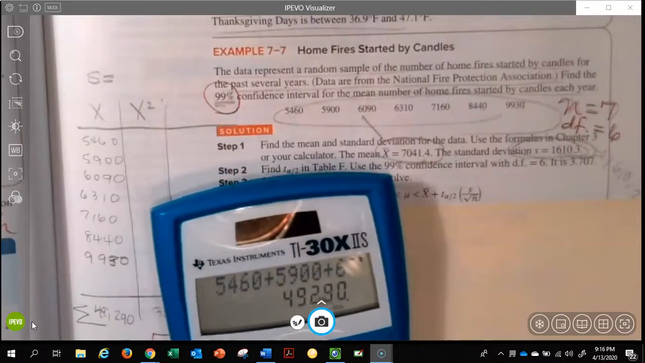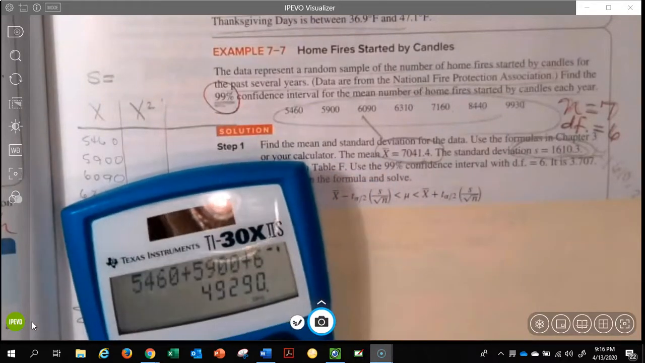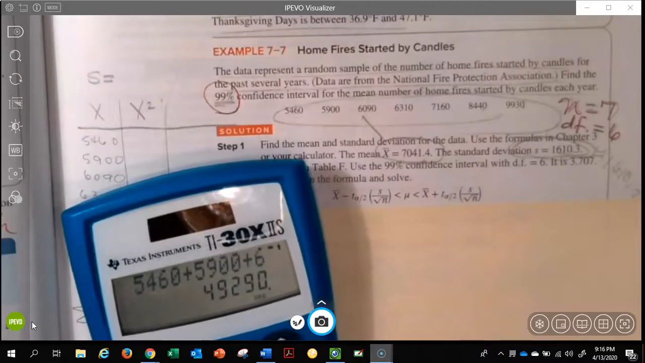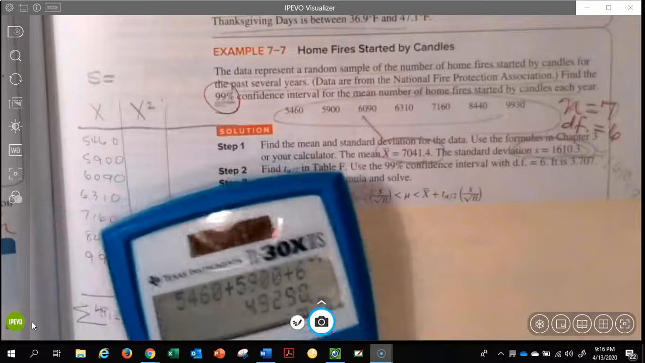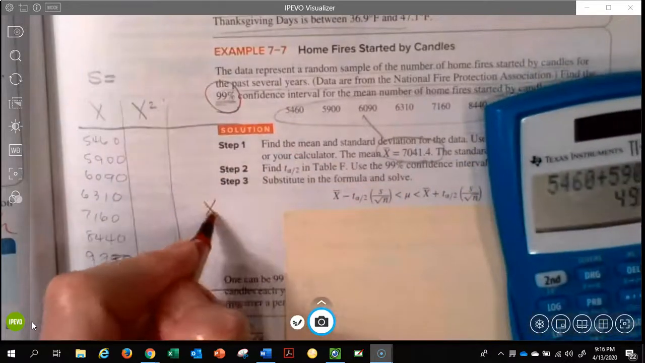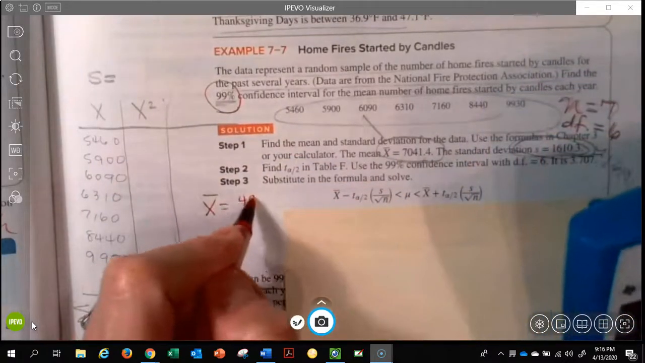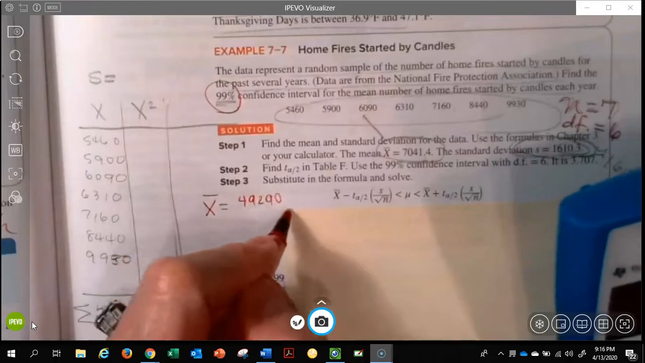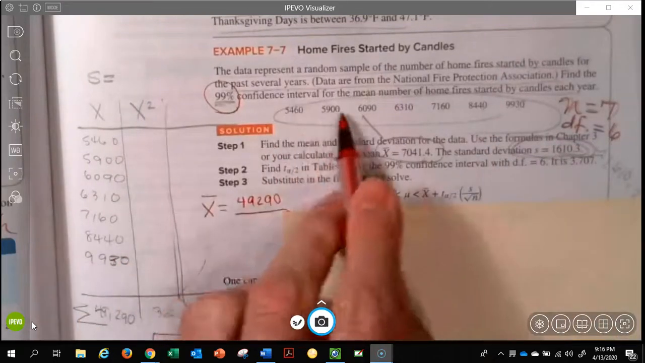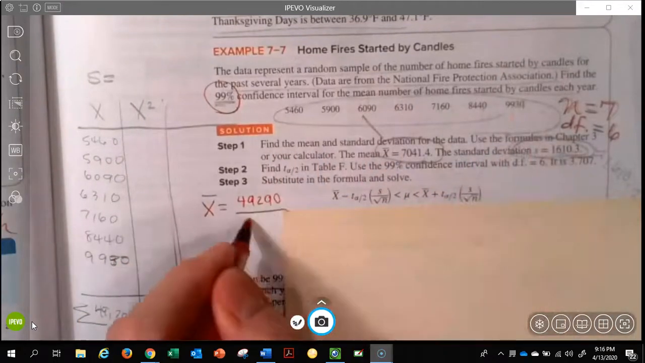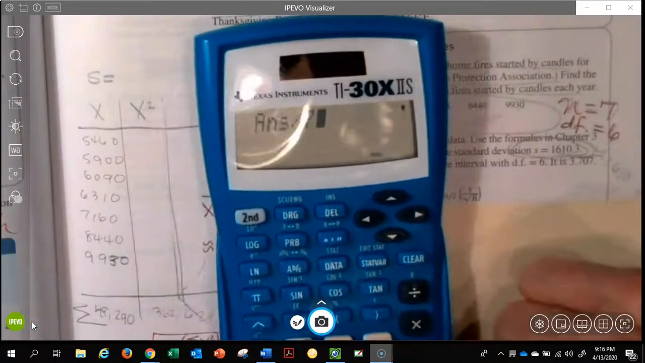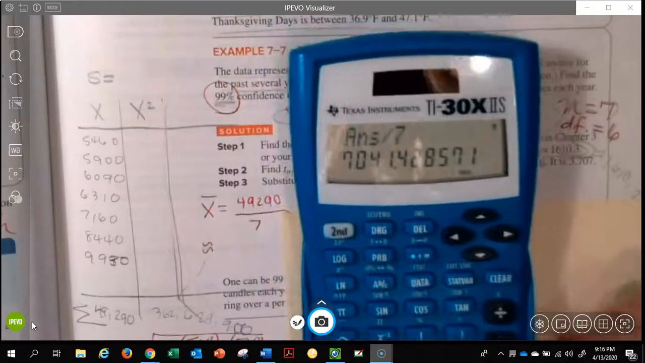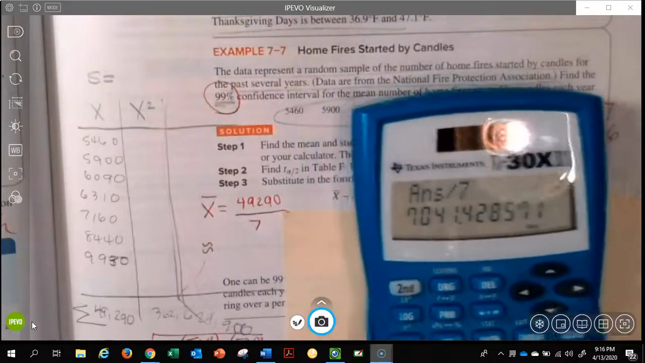And so I get a number of 49,290, and then I'm going to divide that by the number in my sample. I want to go ahead and write that down, that my X bar is 49290, and I'm going to divide that by 1, 2, 3, 4, 5, 6, 7 pieces. And when I divide that by my 7 pieces, my sample size, I get 7041.